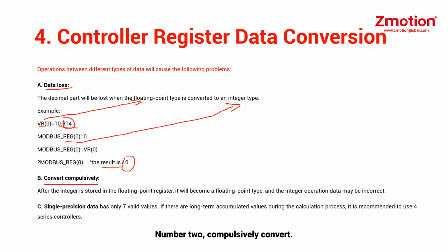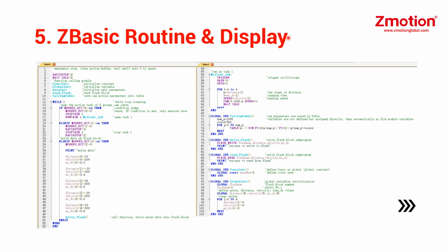Number 2. Compulsive conversion. After the integer is stored in the floating point register, it will become a floating point type. But when you use integers to operate, the data may be incorrect. Number 3. For single precision data, there are only 7 valid digits. If there are long-term accumulated values during the calculation process, it is better to use CMC4 series controllers because of their double precision. The last, as usual, open our ZDevelop to display an example.